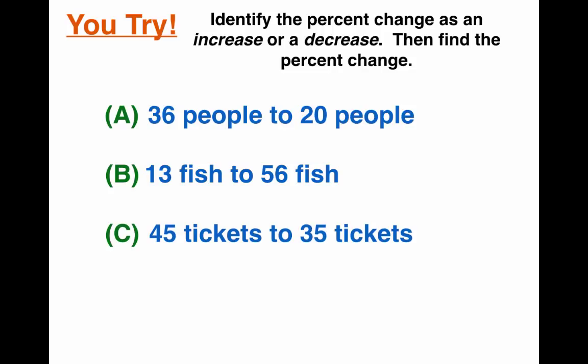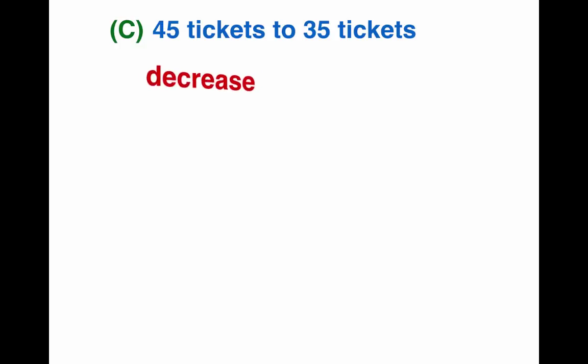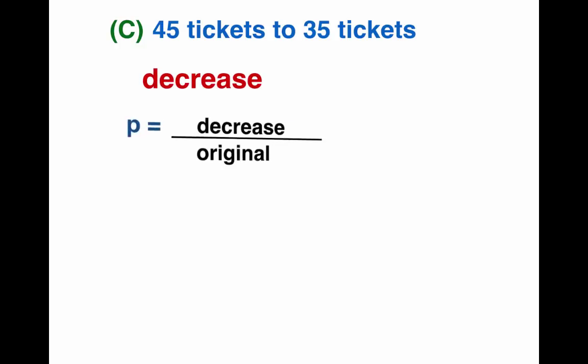Okay, last problem. 45 tickets to 35 tickets. Hit the pause button and go ahead and figure this one out. Okay, is this an increase or a decrease problem? That's decrease. It's going down from 45 to 35. So we're going to do decrease over the original. Now originally there were 45 tickets, but it dropped 10 tickets down to 35. So we have negative 10 over 45.